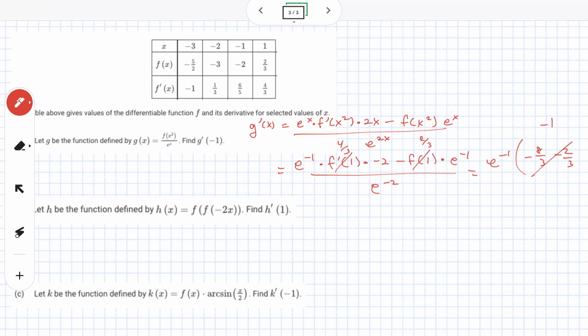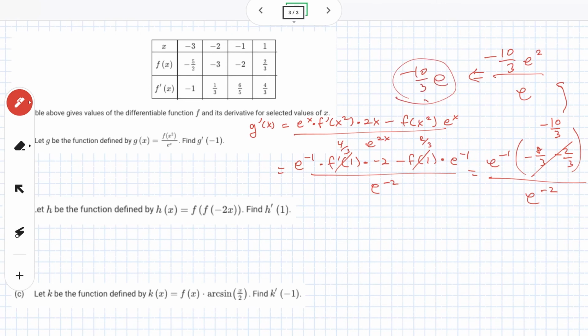I can factor out my e to the negative 1. Let's just do that. And that's going to be negative 8/3 minus 2/3, which is negative 10/3, all over e to the negative second. So if I do a little switcheroo here, the e squared comes on top. So negative 10/3 e squared all over e, which gives me an answer of negative 10/3 e. And I think that would be my answer. Okay, so negative 10 over 3 e would be the answer to g prime of negative 1.